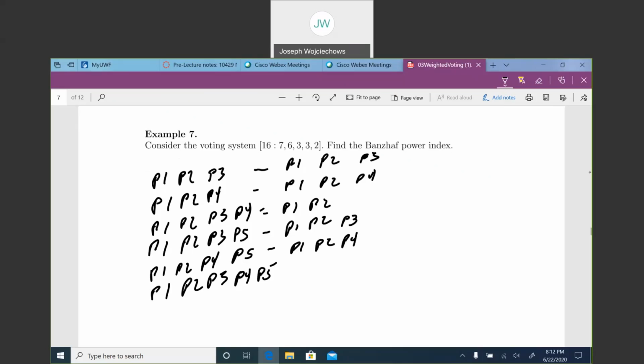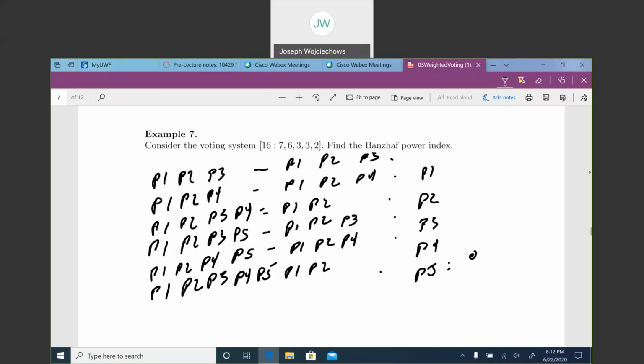And same here, we need player 1 and player 2. But if player 3 drops out, we still have it. If player 4 drops out, we still have it. If player 5 drops out, we still have it. So that is all. Now let's see. We have 3, 6, 8, 11, 14, 16. Okay, player 1, player 2, player 3, player 4, and player 5.